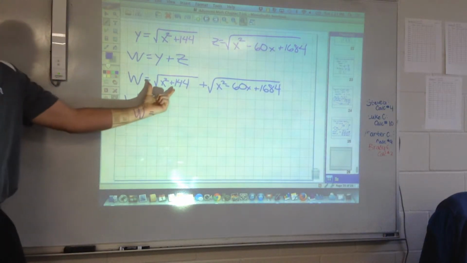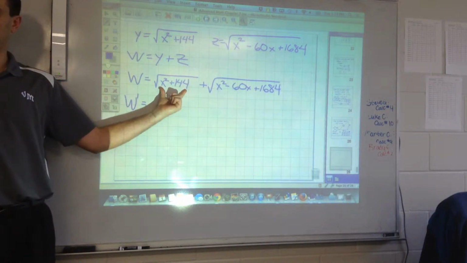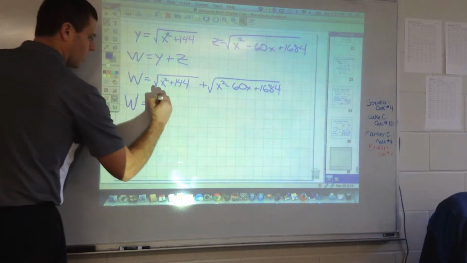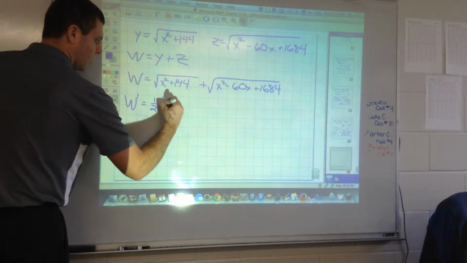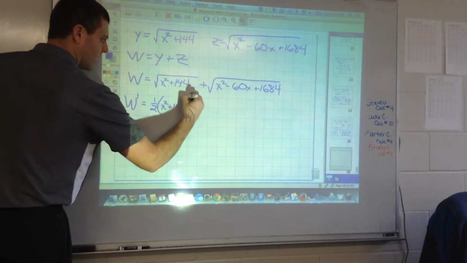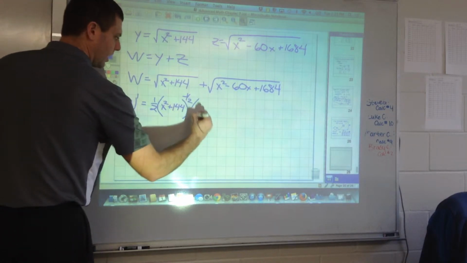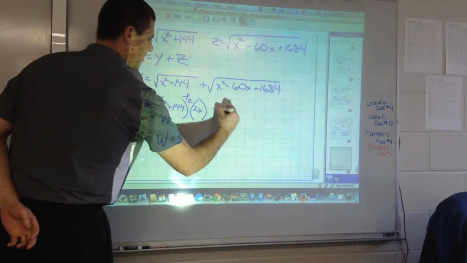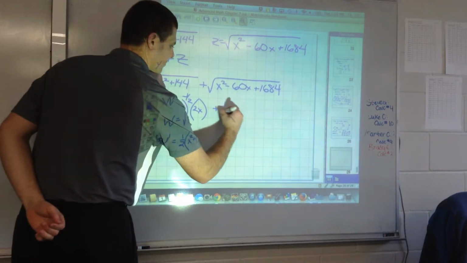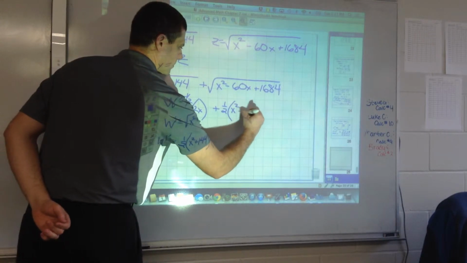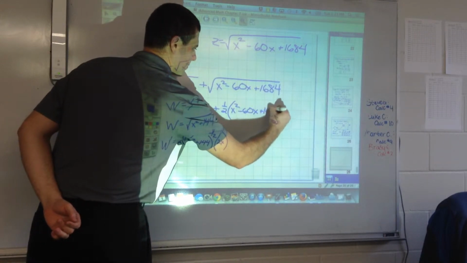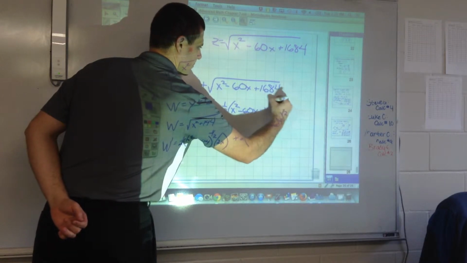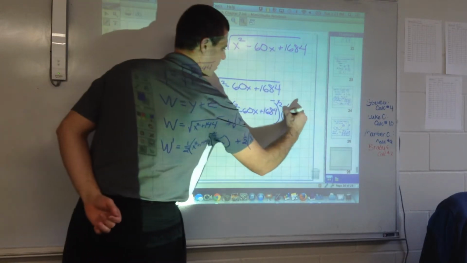Let's go general. If you think of this being raised to the half power, the derivative of that would be 1/2 times x squared plus 144 to the negative 1/2 times 2x. Yes, because you have to take the derivative of what's inside. And then half of x squared minus 60x plus that to the negative half power, and then 2x minus 60? Yep.